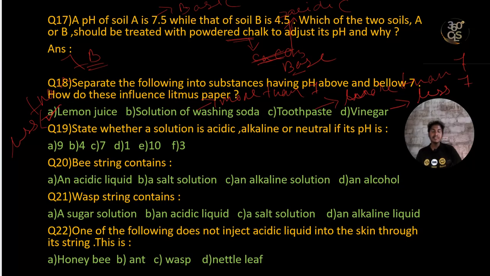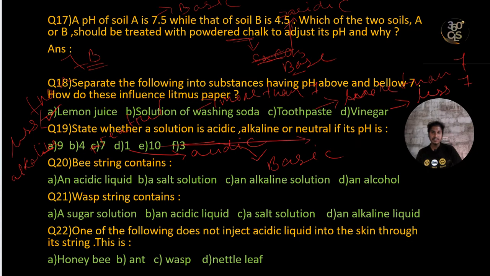if the pH is more than 7, then it is what? Alkaline. Okay, that is basic. This is alkaline. 7, which is neutral. 1, that is acidic. 10, that is basic. 3, that is acidic.